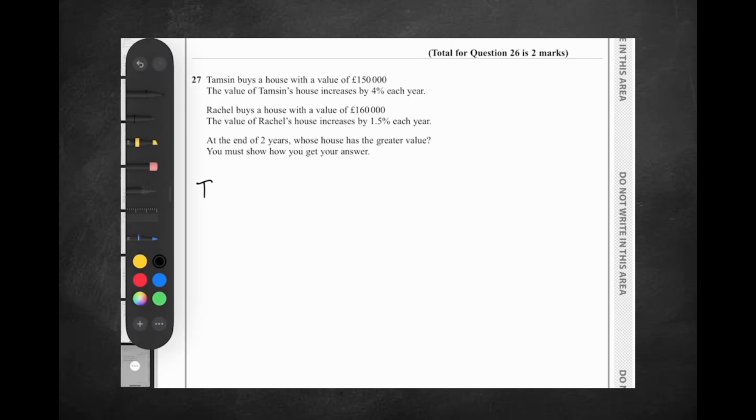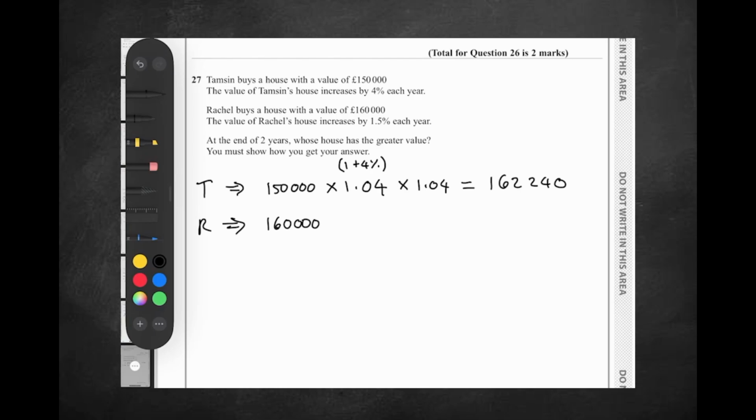So Tamsin, 150,000. If it's increasing by 4%, we multiply by 1.04, which is 1 plus 4% per year. So we're going to multiply it by 1.04 twice, and we're going to do this on the calculator. 150,000 times 1.04 times 1.04 again is 162,240.